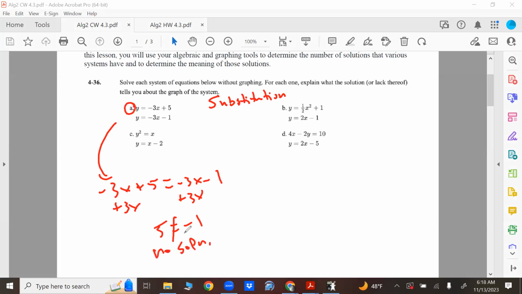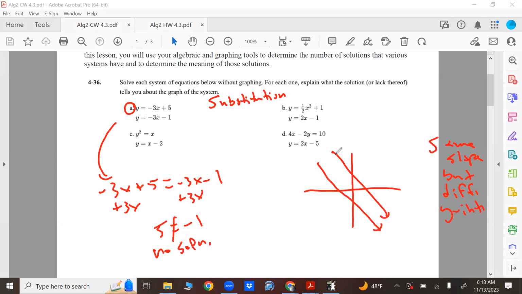But what does that mean graphically? Well, these are two lines, both of the same slope, but different y-intercepts. Negative 3x plus 5 looks like this. Negative 3x minus 1 looks like this. And those don't touch. So that's another reason why you'd say no solution, because there are no points of intersection. They have nothing in common. So the graph confirms the algebraic solution.